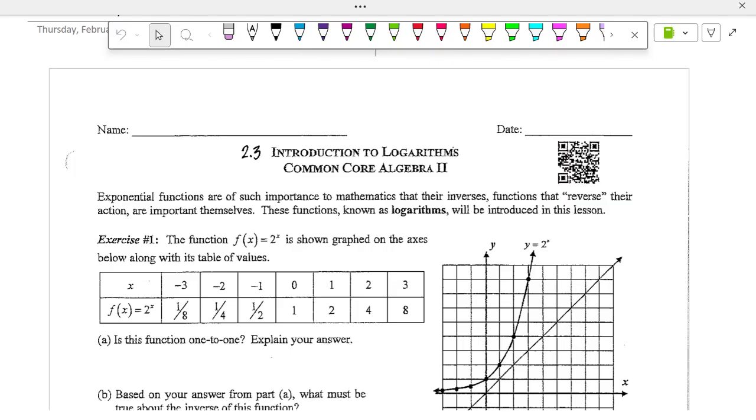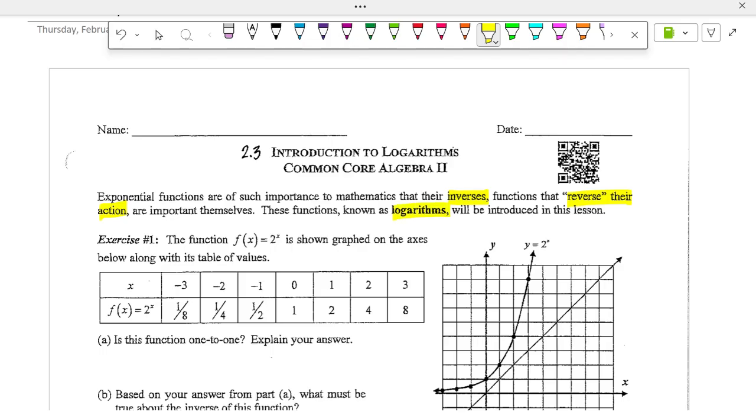All right, so page 17 of your packet. Now, like I said, the connection between exponentials and logarithms is that they are inverses of each other, which means that they reverse their action. So it's just like how multiplication undoes division, addition undoes subtraction. All right, a log undoes an exponential, and vice versa.